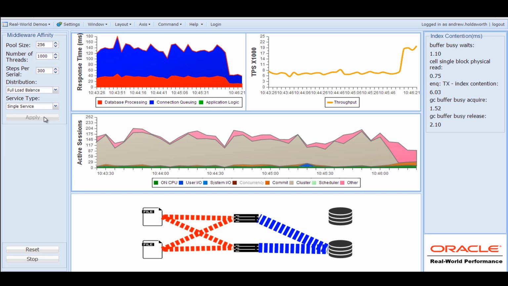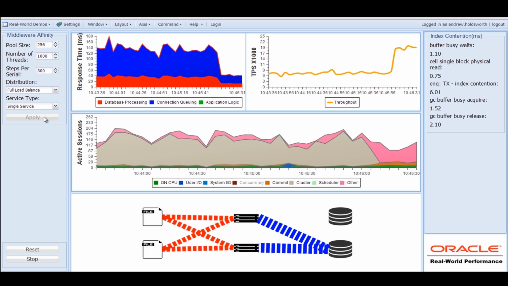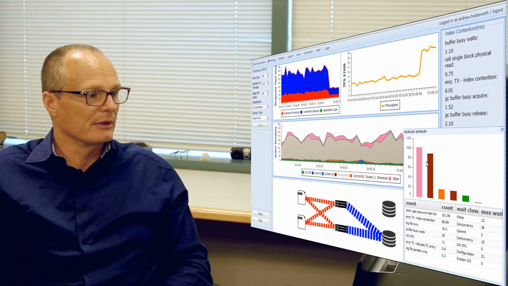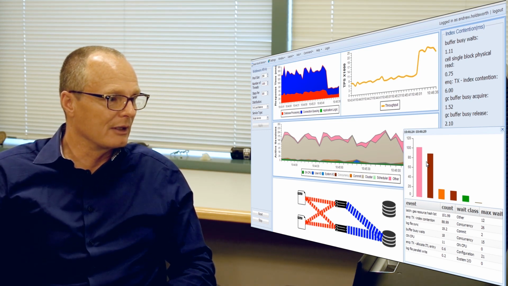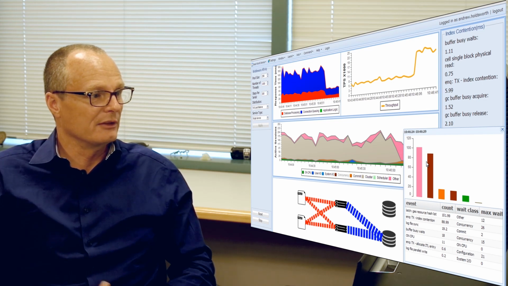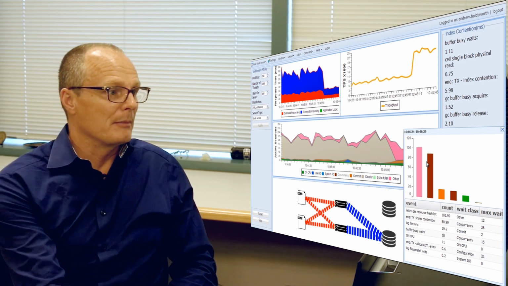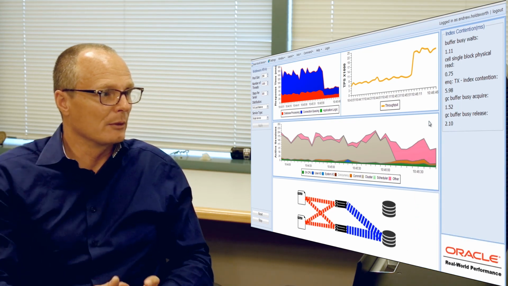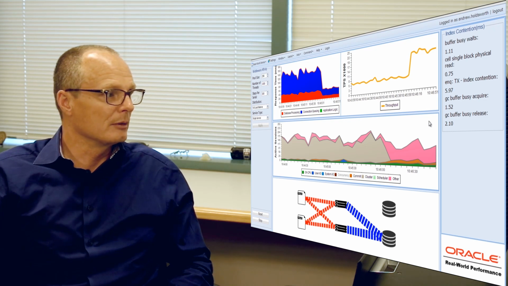But you can see that this really isn't the total answer, because we're still not getting that good utilization within a single instance. We've still got a lot of contention within the system. We've got latch contention here, but we've also got index contention and buffer busy waits still within a single instance. So perhaps, although we've moved the workload around and shuffled it about, we still don't understand the problem.